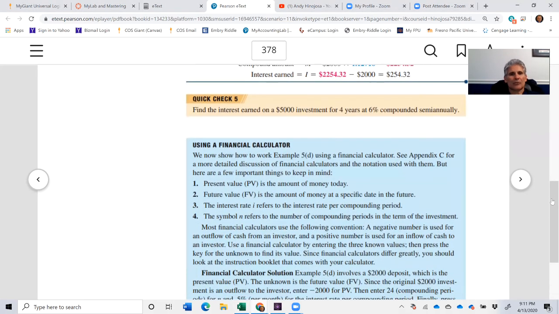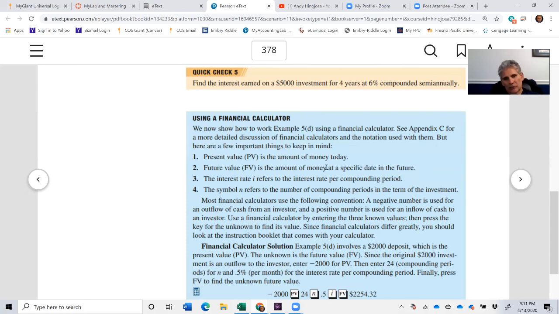Now you can see the textbook goes on to explain how you could actually do the computations using a financial calculator. And you'll have to learn the term present value. That's the current value, like the deposited amount, the investment. Those are all the same thing in this context. Future value would be like the maturity value, how much you can have when this all ends. I is the interest rate that you would use per compounding period.